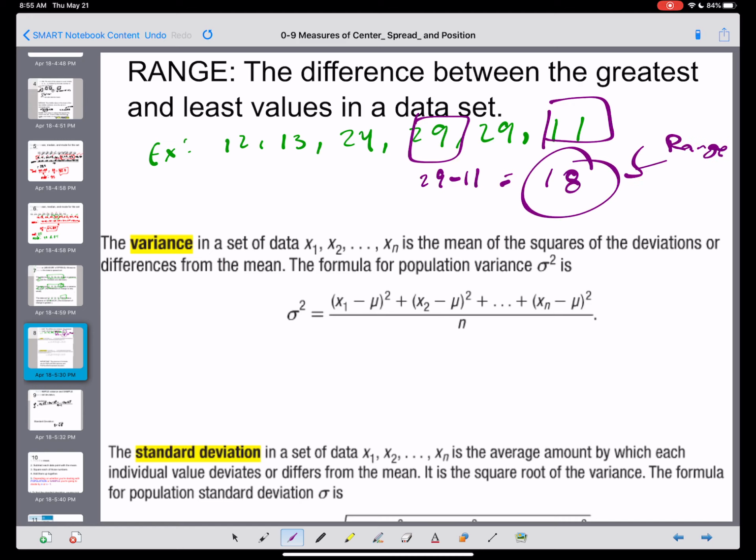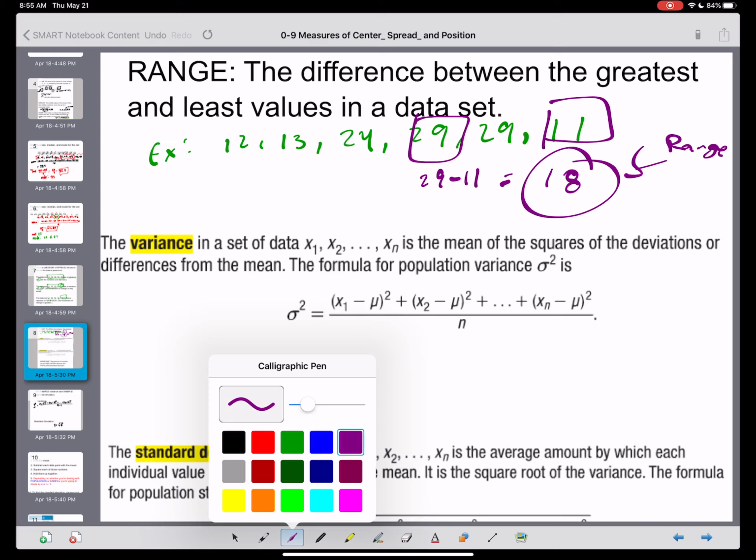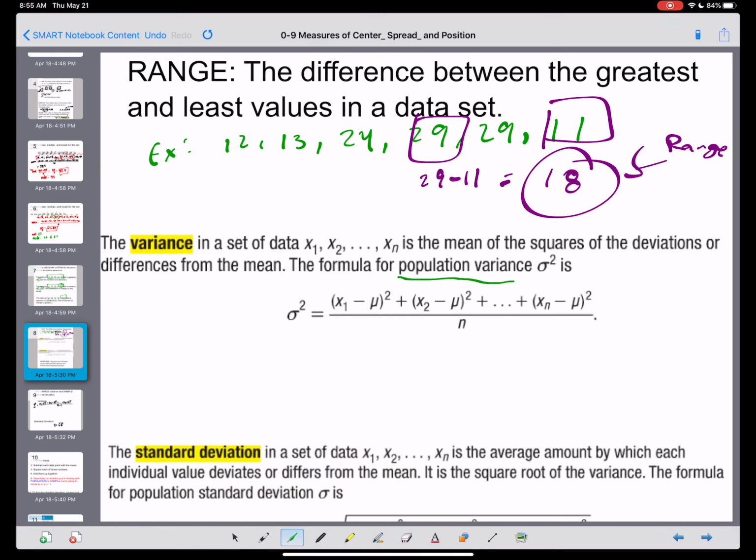Okay, this is the formula to find a variance. What I want you guys to do is notice that this is population variance. This weird little symbol right here, it's not a 6, it's called a sigma. And this is sigma squared. That's the symbol for variance.